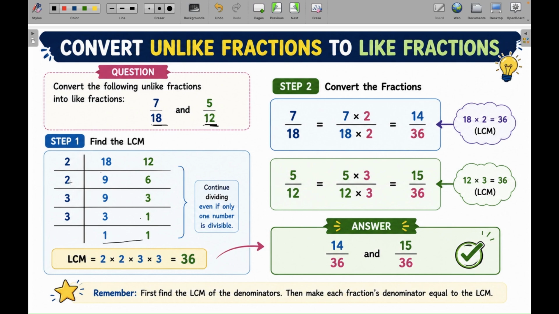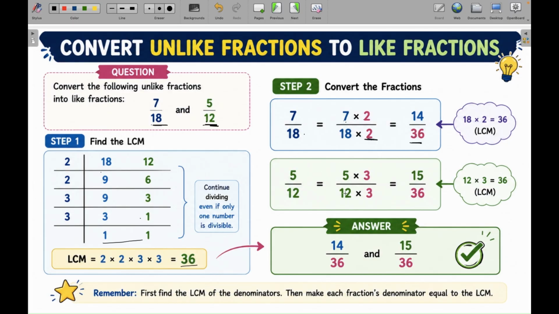So the LCM is 2 times 2 times 3 times 3, which is 2 2s are 4, 4 3s are 12, 12 3s are 36. Now the common denominator is 36. So we'll write 7 by 18 is equal to, we know the denominator is 36. We have to find a number to multiply 18 with so that we get 36, which is 2. So we multiply the denominator by 2. To ensure the value remains the same, we multiply the numerator by 2 as well. So 7 times 2 and 18 times 2, and we get 14 by 36.